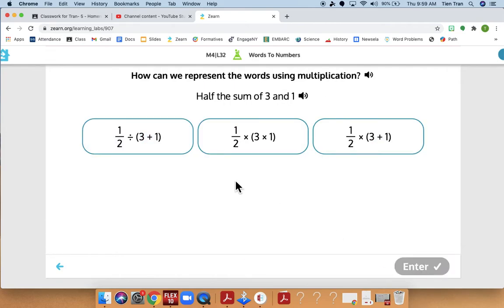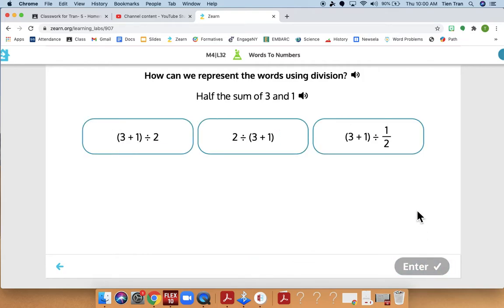So what does half the sum of 3 and 1 look like? We're looking at the number 1/2. 1/2 means that you're basically dividing, right? So you're having half the sum of 3 and 1. So we have the option here of multiplying or dividing. It doesn't tell me to necessarily divide, but it does tell me that I'm doing half of 3 and 1. Sorry, I have some alarms that go off. So half the sum of 3 and 1 would be this one right here.